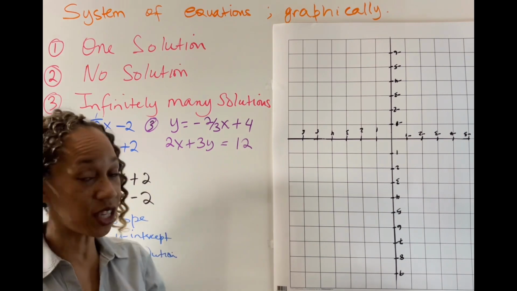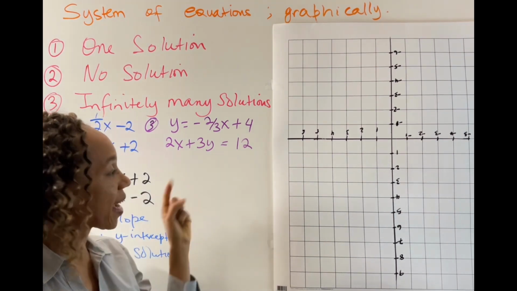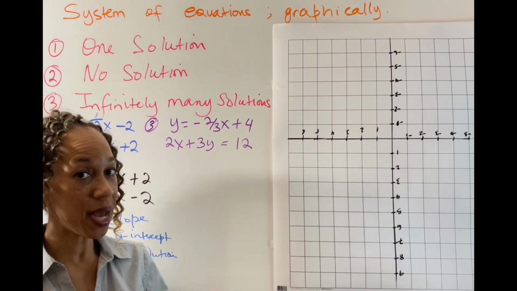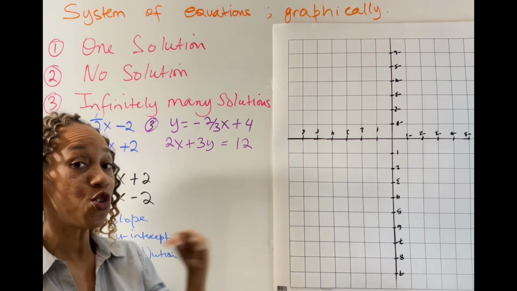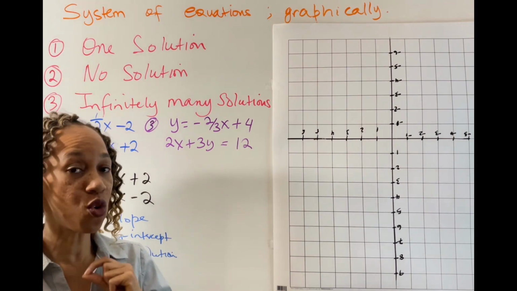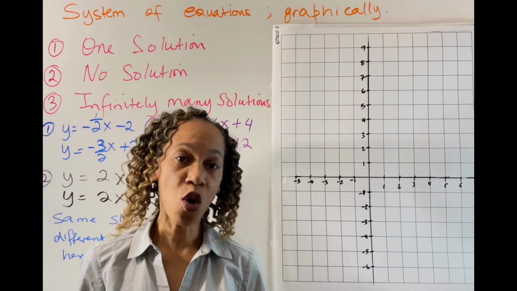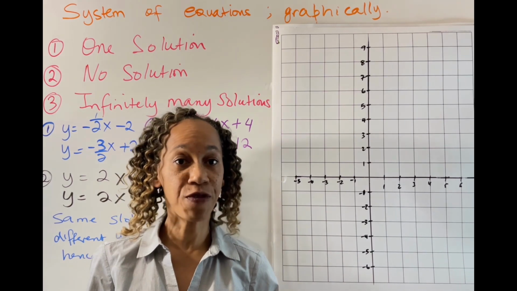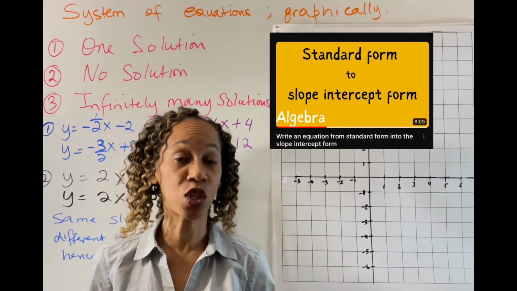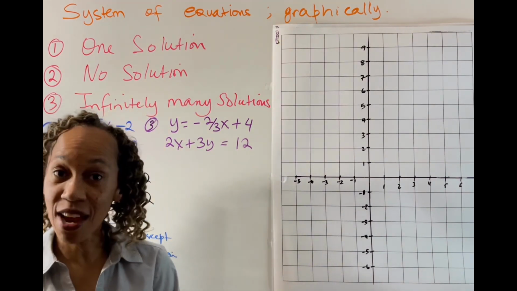The first equation is in the form of y equals mx plus b. But the second one is not in that form. It is in the standard form. So you have to change the second equation into slope-intercept form before you are able to start graphing. If you don't know how to change it, you can go back and watch my video on changing from standard form equation to slope-intercept form equation. Now, if you know how to do it, let's get right into it.